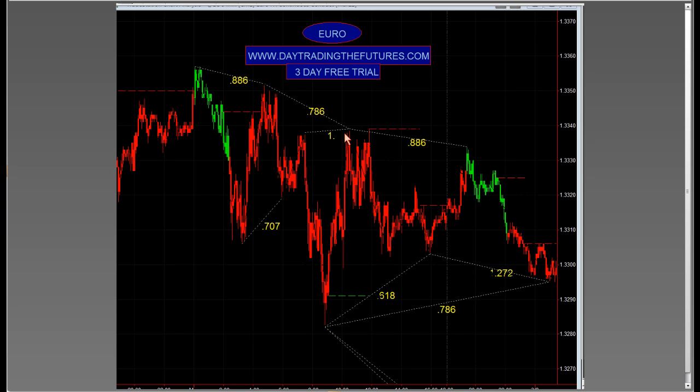This was also my market profile high. We call the high in the euro, comes down to 1272, 786 to cover the low. But you notice 886, 886. Look how it calls the high to the exact levels.